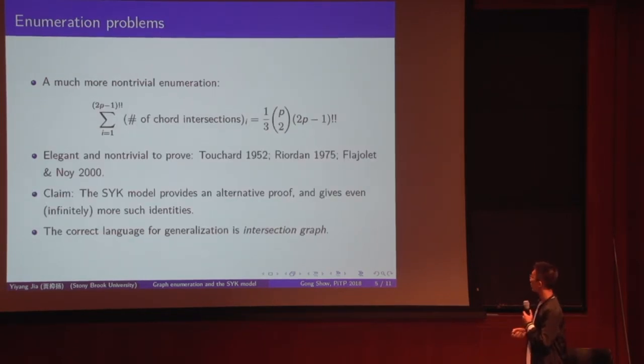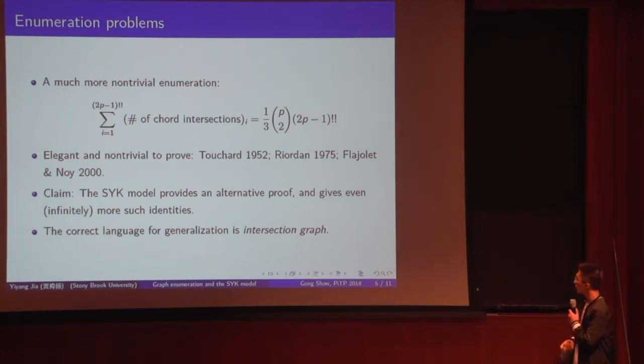Here's a much more non-trivial enumeration. The total number of chord intersections among all the chord diagrams with 2p points is given by this quantity on the right. This might look elementary, but it's actually non-trivial to prove. It depends on a series of machineries developed by these mathematicians. So my claim is the SYK model provides an alternative proof and actually gives infinitely more such identities.